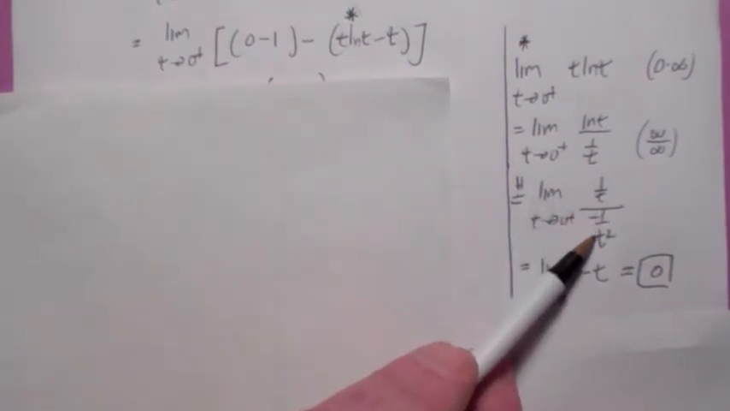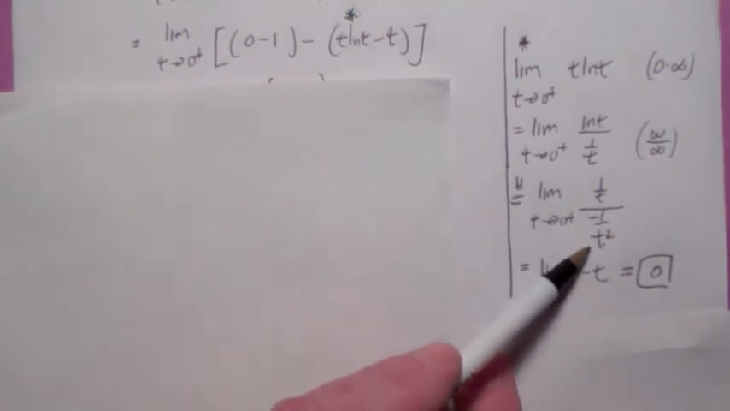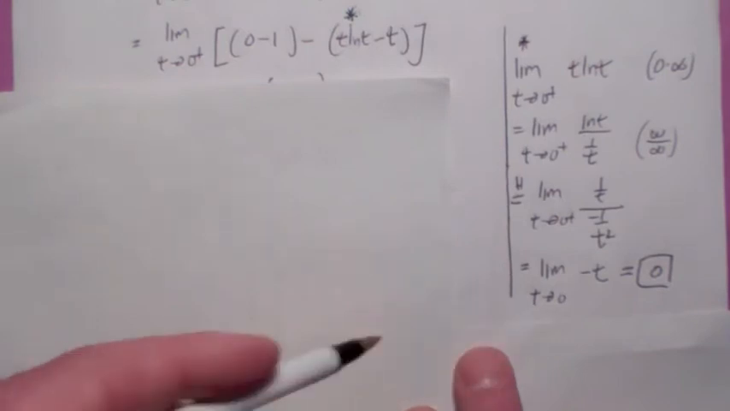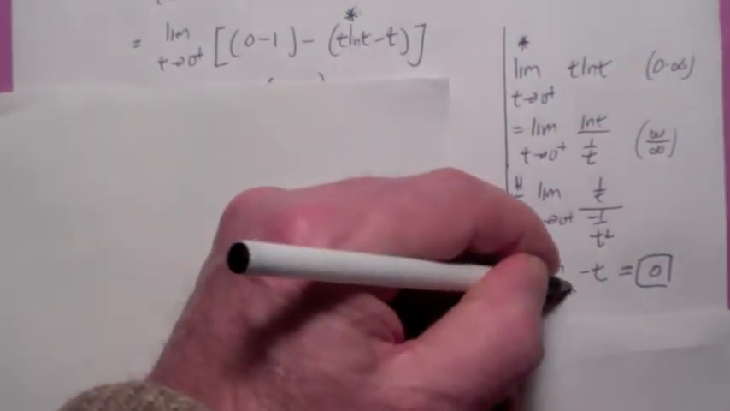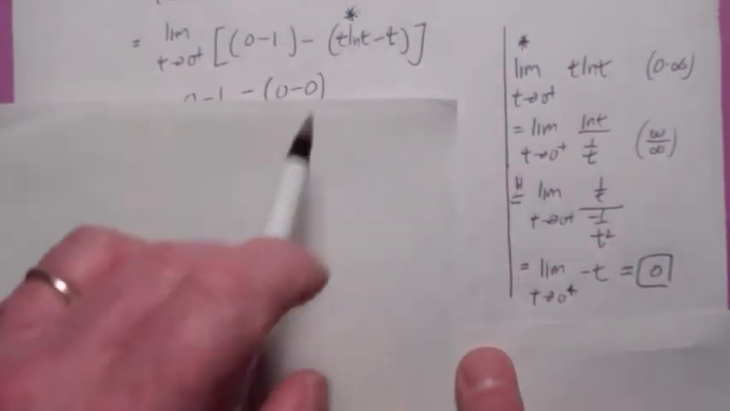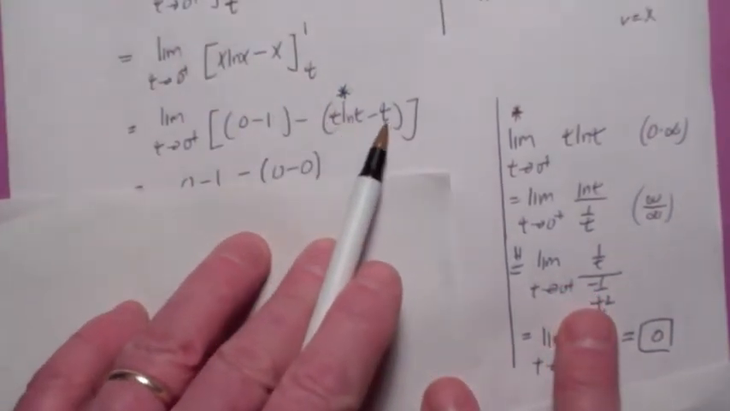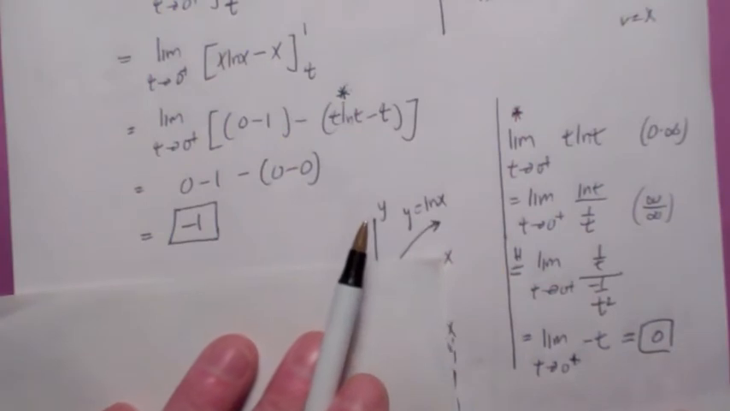And so this becomes 1 over t on top, negative 1 over t squared on the bottom. If you flip this over, bring it on the numerator, you get negative t. So as t goes to 0, it's actually 0 plus, but it's still 0. So therefore this limit goes to 0. This limit obviously goes to 0. So your answer is negative 1.